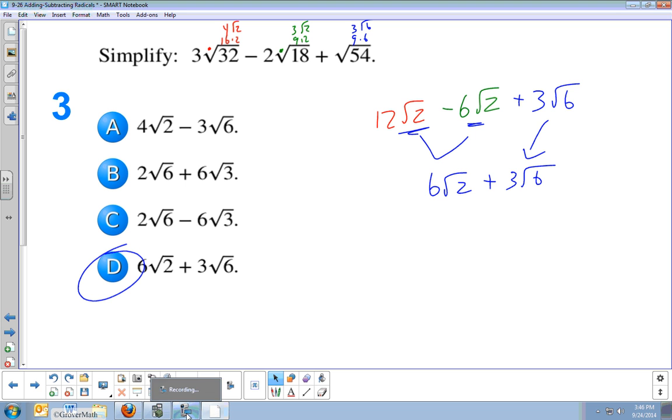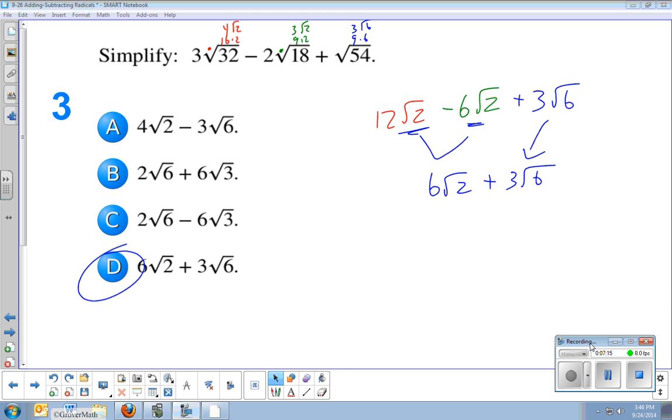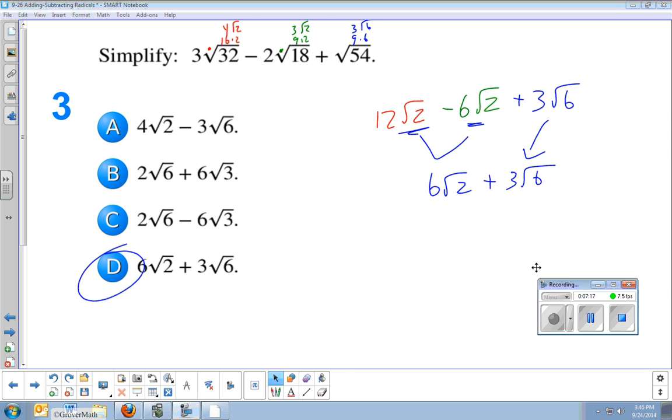We'll try some more of these tomorrow in class, and we'll get to maybe some more challenging ones with variables and stuff like that. But if you're good at simplifying radicals, then this is a breeze.